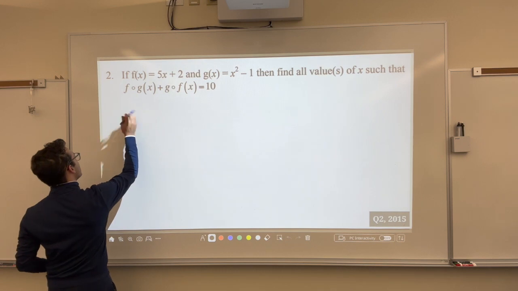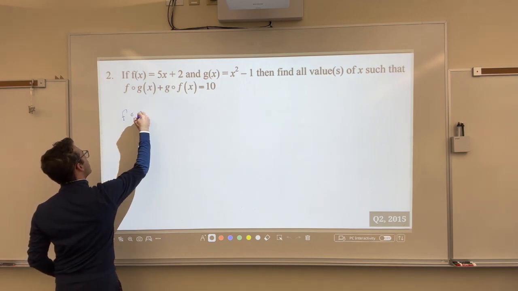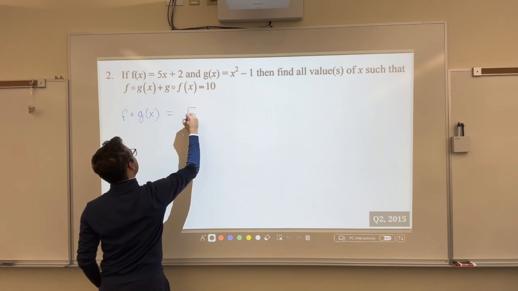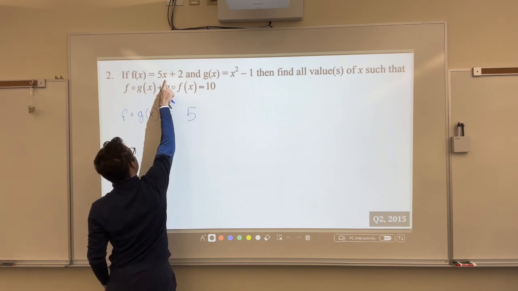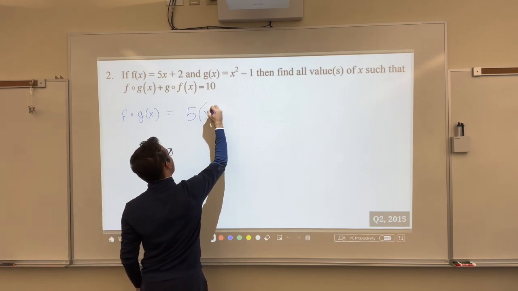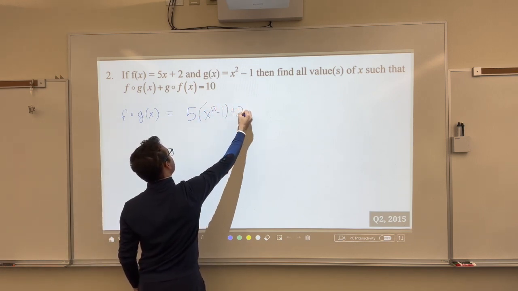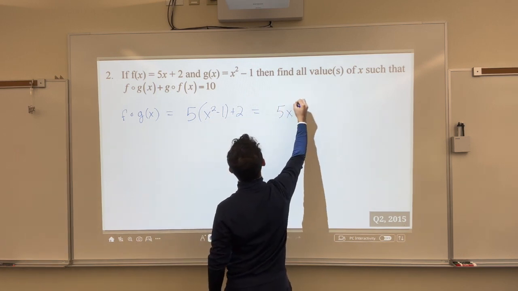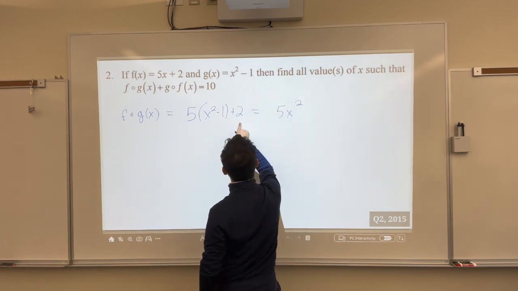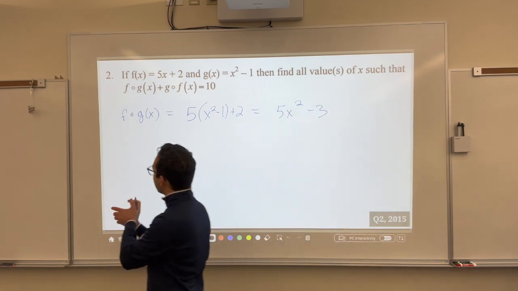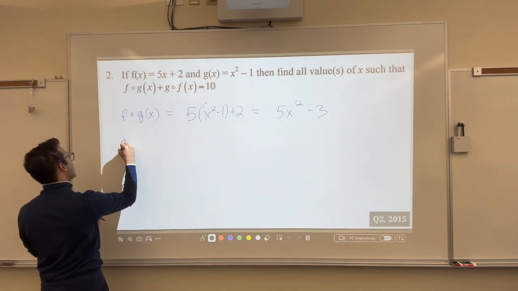Let's first solve for (f o g)(x). And that's going to equal 5x plus 2, but instead of x, plug in g of x. So it's going to be 5(x squared minus 1) plus 2, which is equal to, if we distribute, 5x squared minus 5 plus 2, so 5x squared minus 3. So that's our (f o g)(x). Now let's find (g o f)(x), okay?